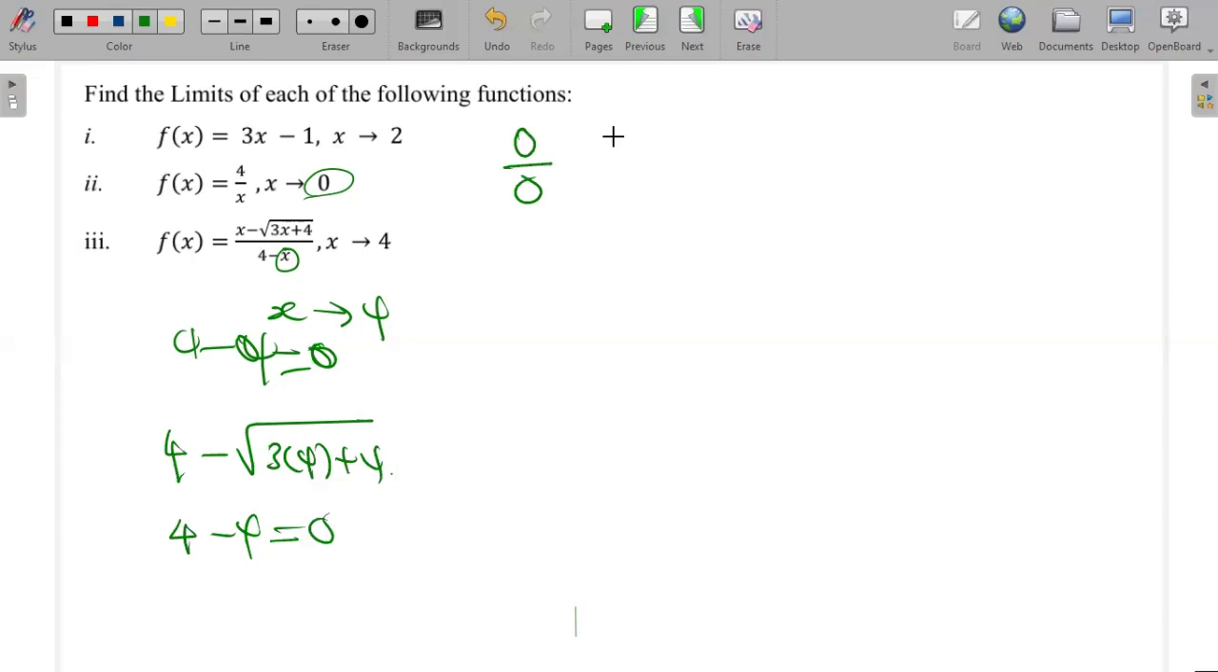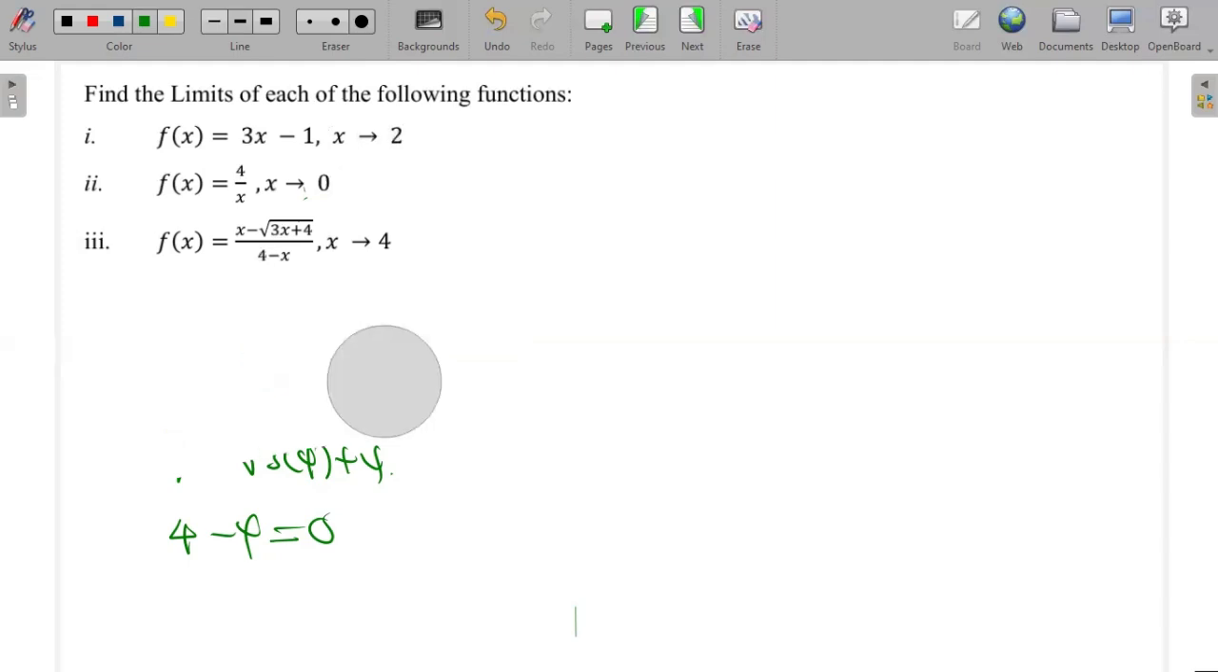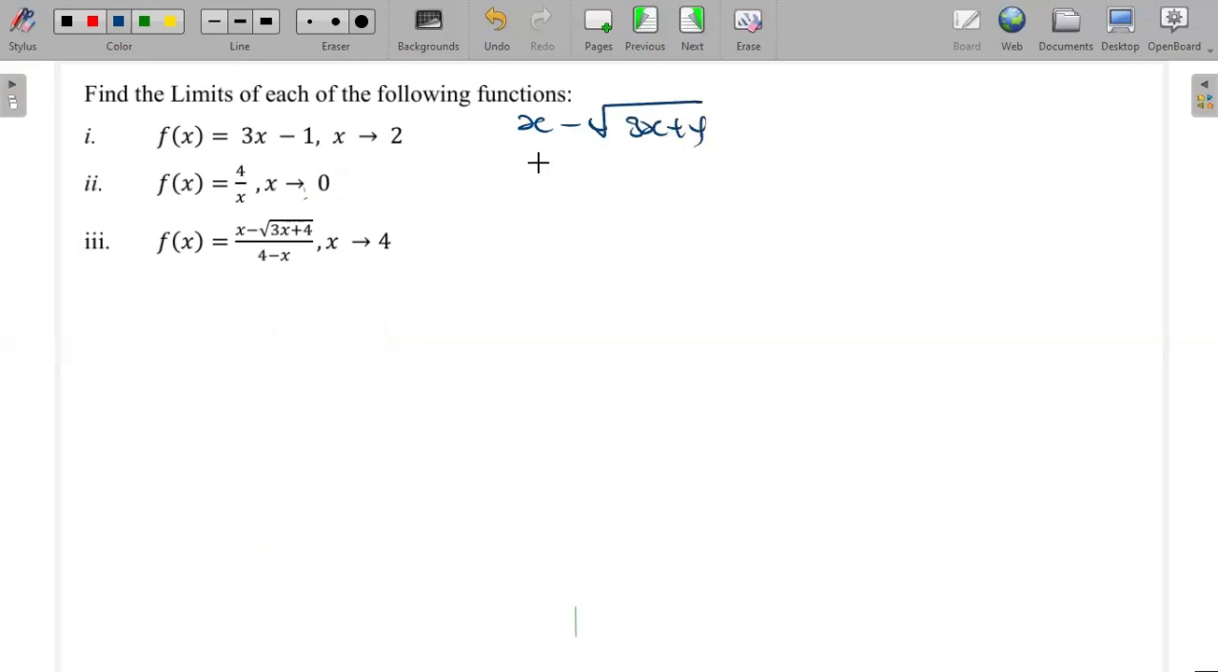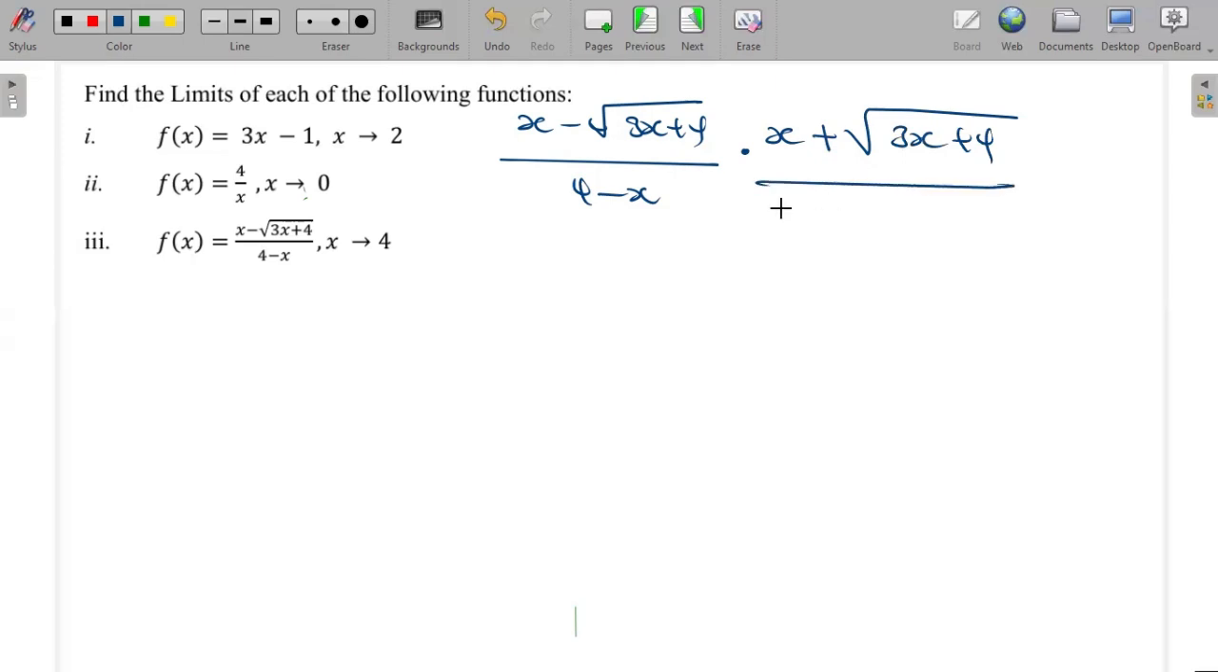So it means we have to first simplify our function here. So what are we going to do? We are going to rationalize. We're going to multiply by the conjugate of the numerator. So this here is x minus the square root of 3x plus 4, divided by 4 minus x. The conjugate of the numerator is just x, then the sign changes from negative to positive, and then the square root of 3x plus 4. Then there you have x plus the square root of 3x plus 4.